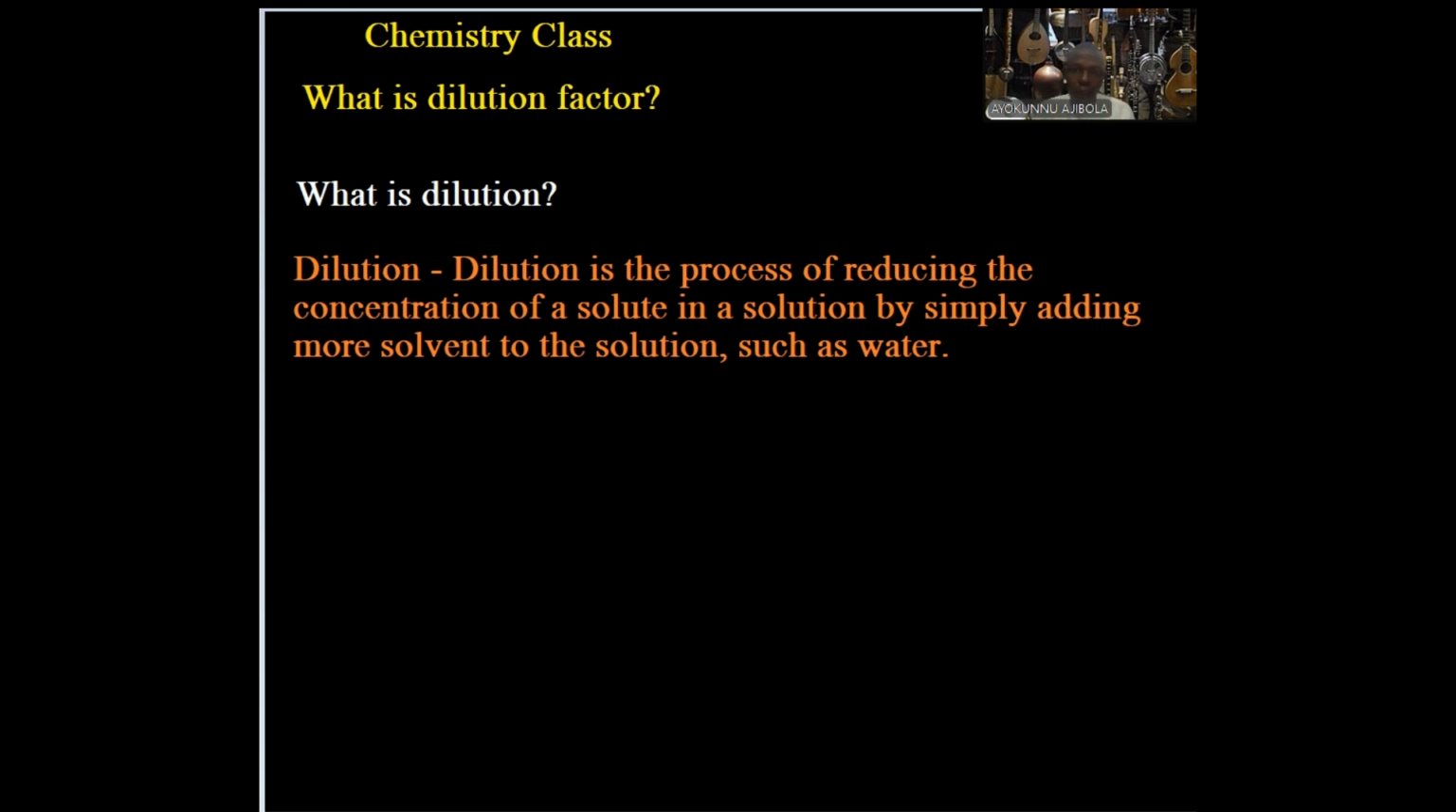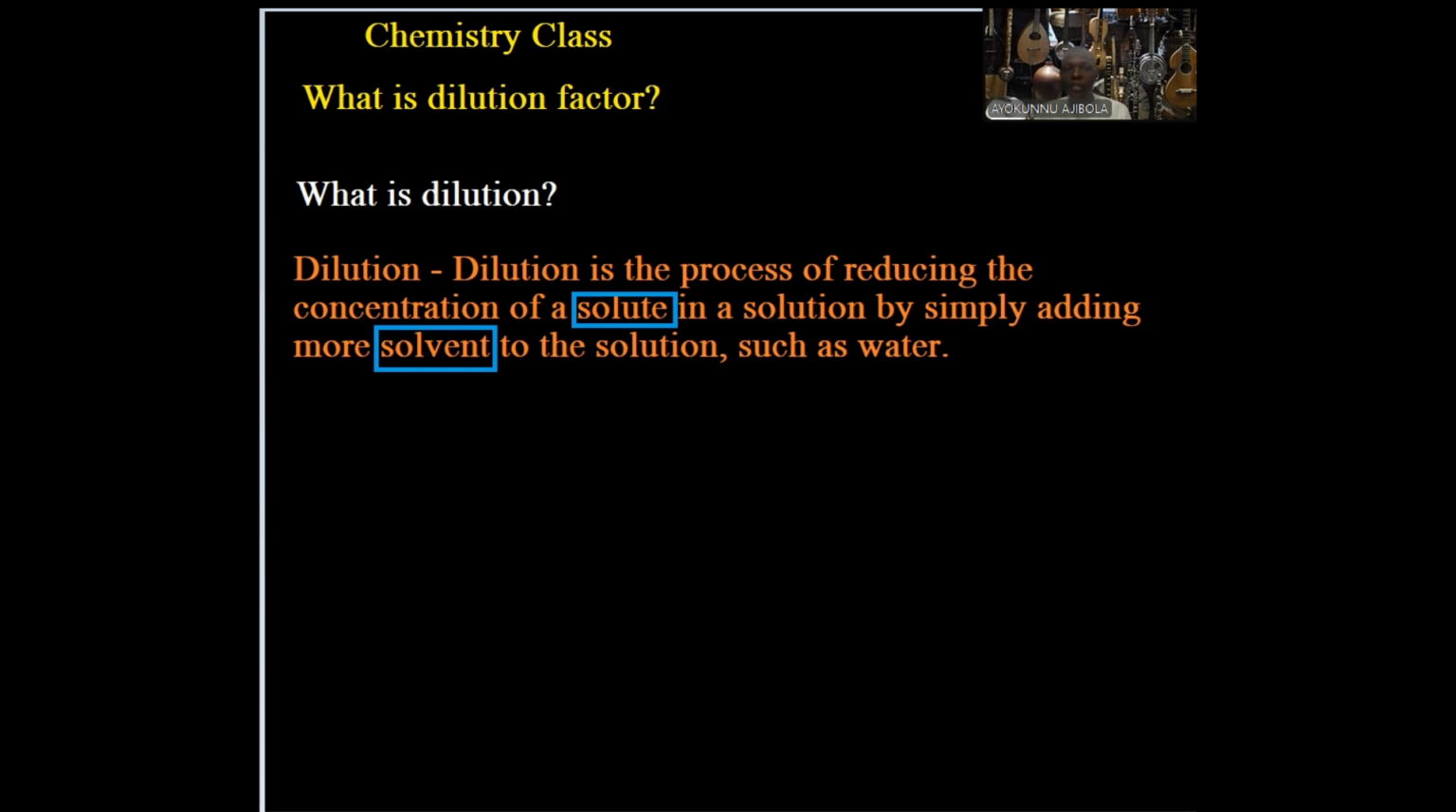Now, we can say it's the action of making a liquid more dilute, but when it comes to chemistry, you must mention concentration of solute being reduced by adding more solvent, not just by adding anything. So the solvent could be water and the solvent could be any other thing. Now, back to dilution factor.